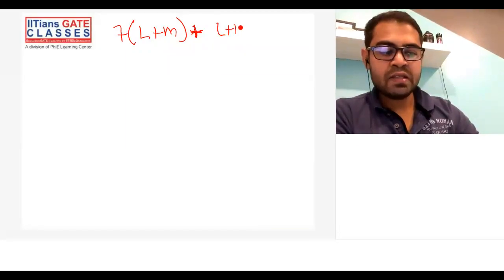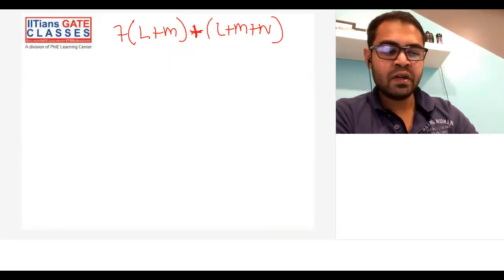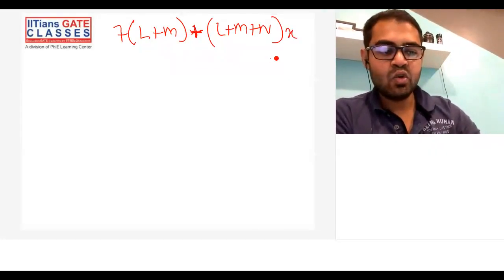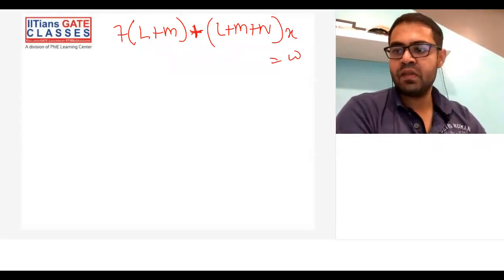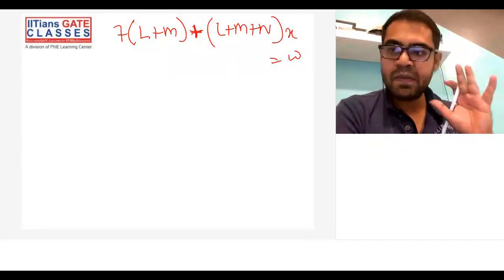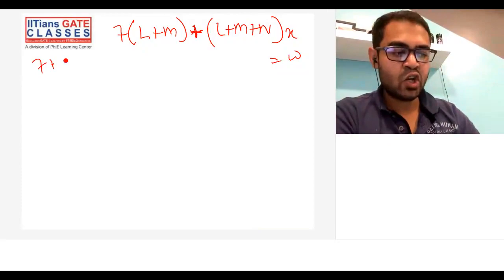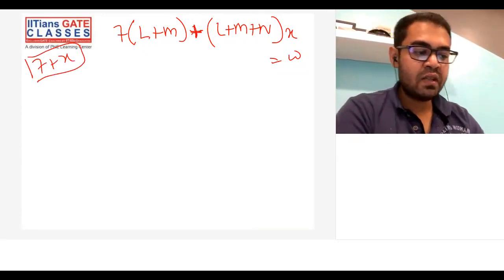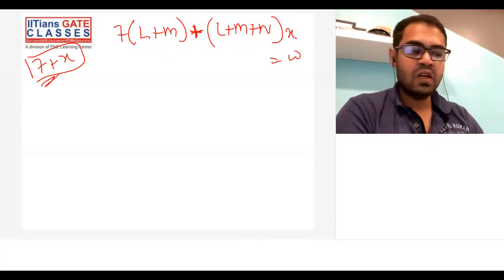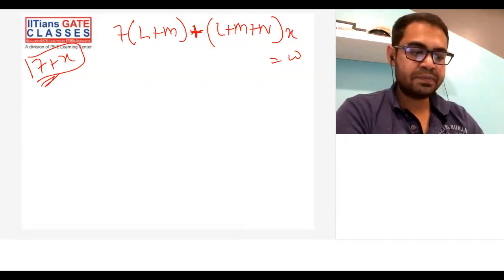So L plus M plus N, all three were working, and let's say they worked for further X minutes to complete the job W. They work for further X minutes after 7 minutes. So remember your answer, whatever X you get, your answer is from the beginning. It takes 7 plus X minutes to complete the work done. So 7 plus X is your answer.